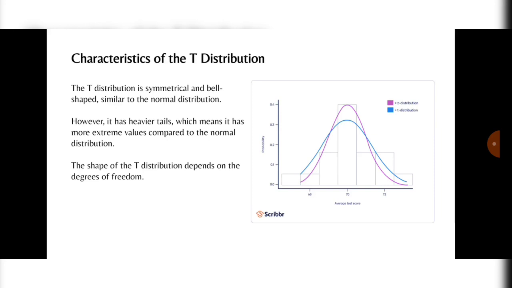Characteristics of the t distribution. The t distribution is symmetrical and bell shaped, similar to the normal distribution. However, it has heavier tails, which means it has more extreme values compared to the normal distribution. The shape of the t distribution depends on the degrees of freedom.